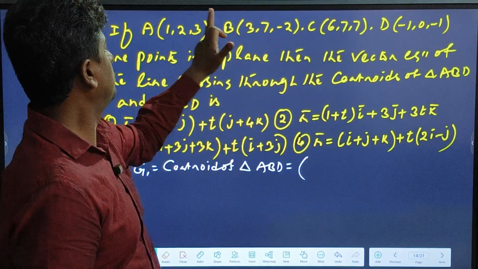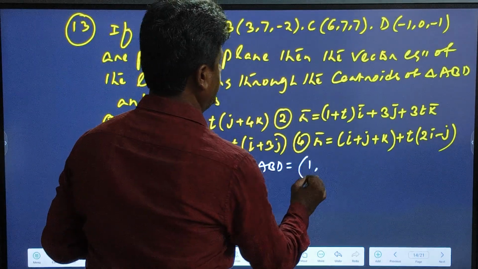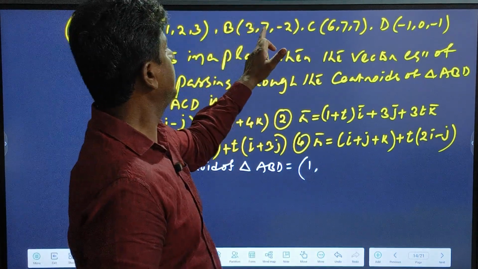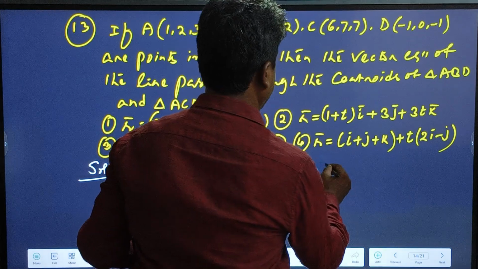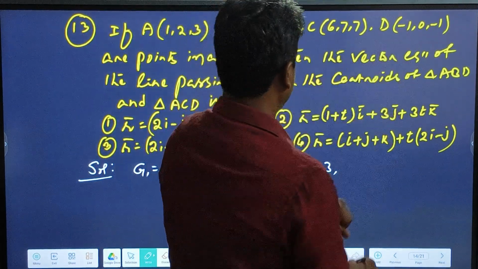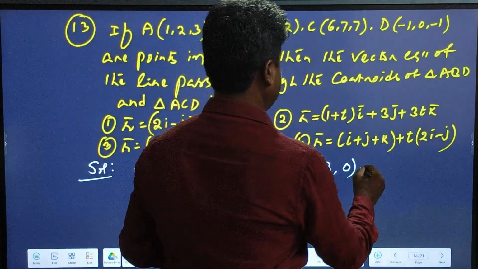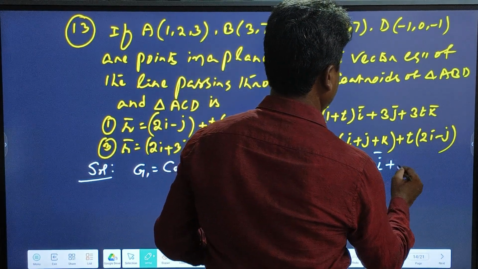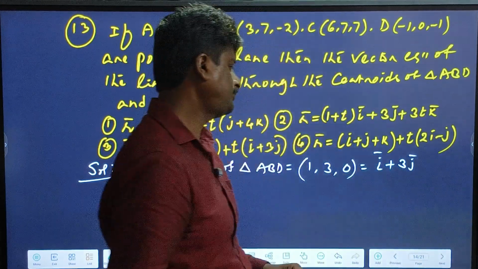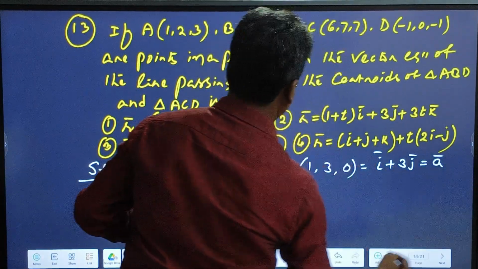For ABD, x1 plus x2 plus x3 by 3: 1 plus 3 minus 1 gives 3, by 3 is 1. 2 plus 7, 9 plus 0, by 3 is 3. 3 minus 2, 1 minus 1, 0 by 3 is 1. Which can also be written as i bar plus 3j bar. Okay. Let it be small a bar.